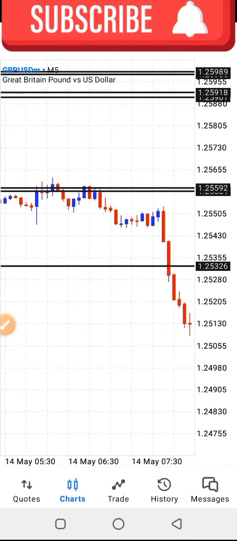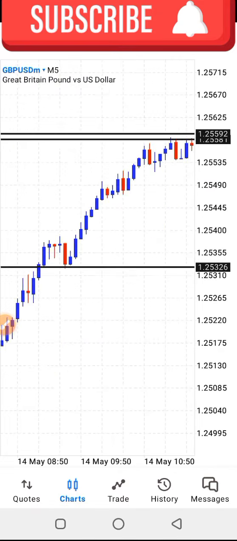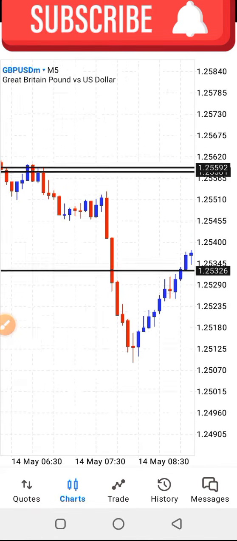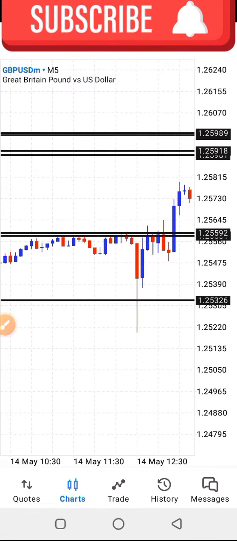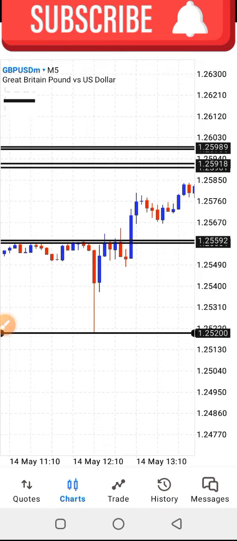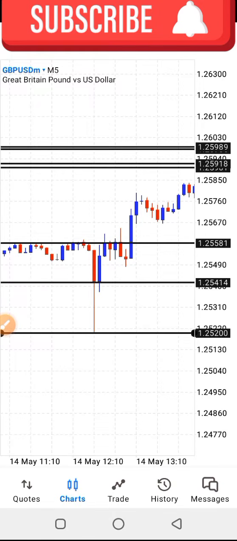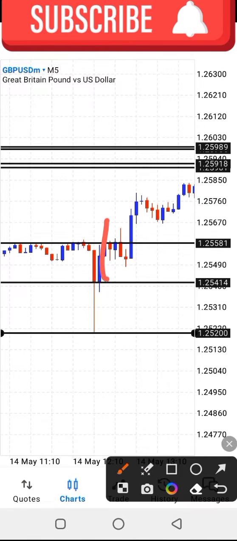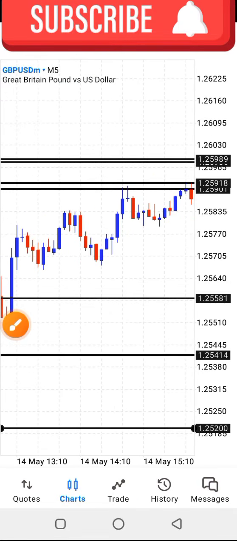Let's see if I can take one more example. Okay, so this is actually a rejection block, but this looks quite big. This is a rejection block right here, looking very, very big. And also there's a break of structure here. Okay, so when price comes back, I'm expecting a buy trade.